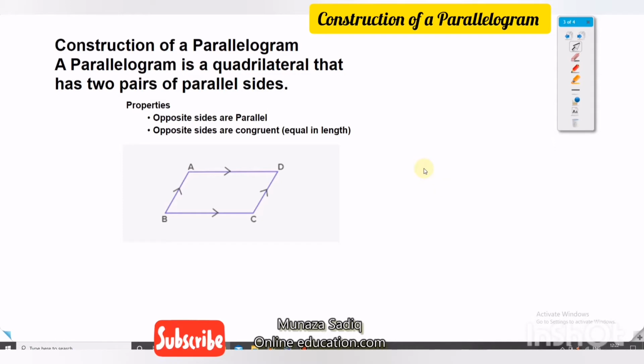What is a parallelogram? A parallelogram is a quadrilateral that has two pairs of parallel sides. What are the properties of a parallelogram? Opposite sides are parallel. The second property is that opposite sides are congruent, meaning equal in length. AB is equal to CD and AD is equal to BC.